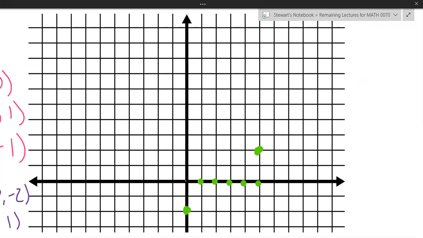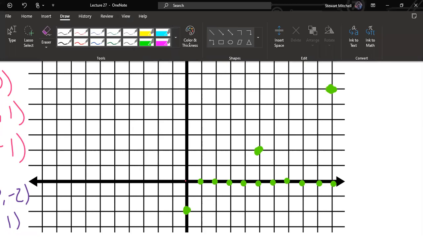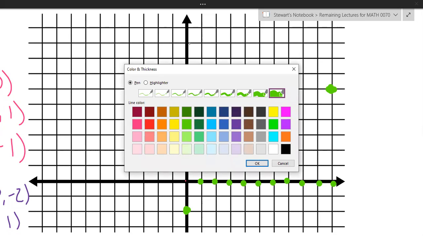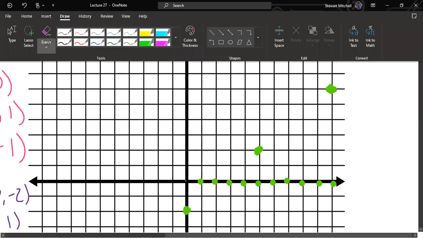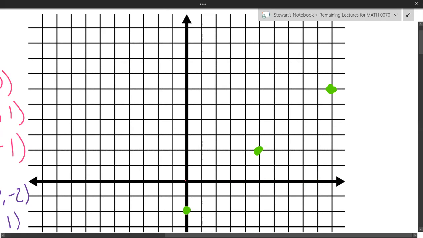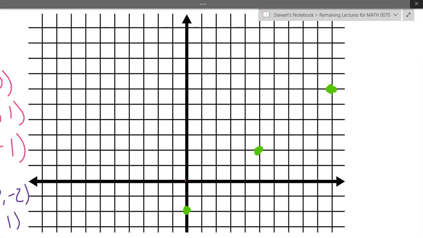And then the last one, we go over 10 and then up 6. So we go 1, 2, 3, 4, 5, 6, 7, 8, 9, 10, up 1, 2, 3, 4, 5, 6. So that's where our last point is. So now let me get rid of the extra dots. And now we have 3 dots to make a line with here.